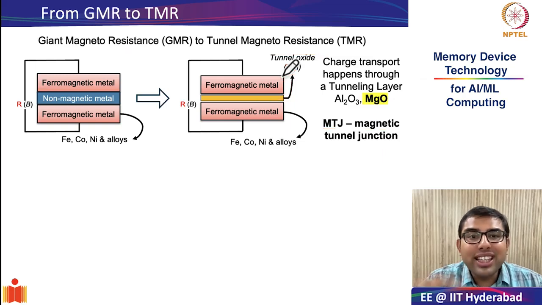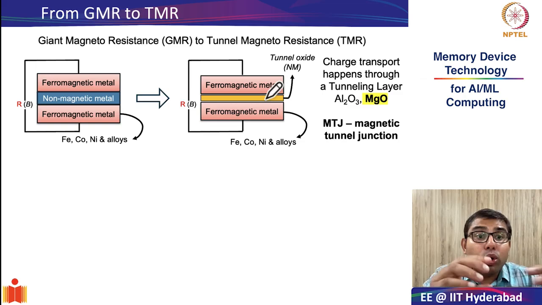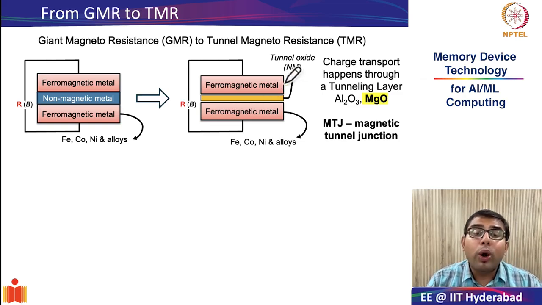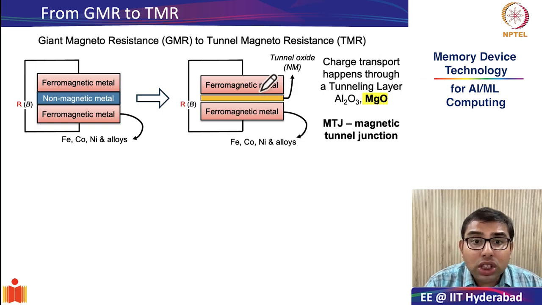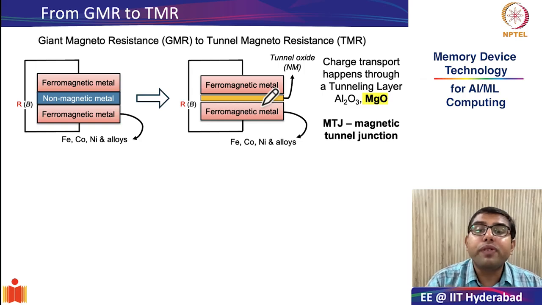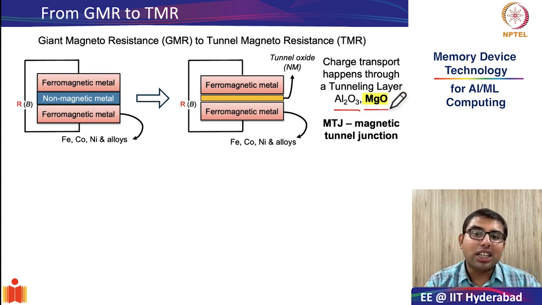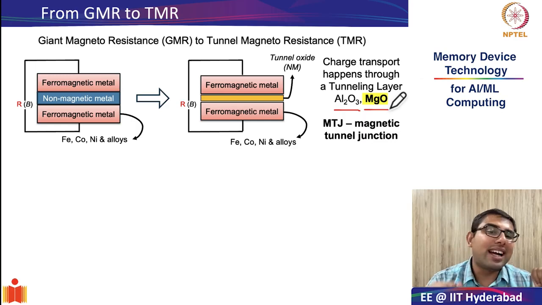And therefore, all this charge transport which was happening only through metallic layers, and therefore had very low resistance, now gives a much higher resistance state because charge transport happens through tunneling through these layers. And a lot of engineering is done to figure out what are some good tunnel oxides. Earlier generations used aluminium oxide, but the current generations of magnetic tunnel junctions use magnesium oxide because it shows very good interfacial properties with most ferromagnetic metals.